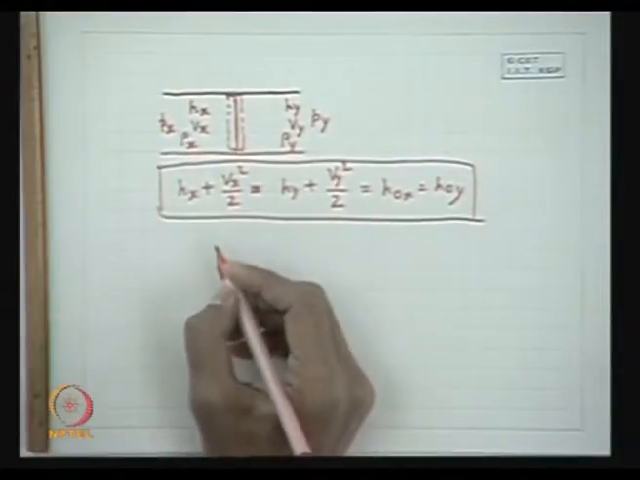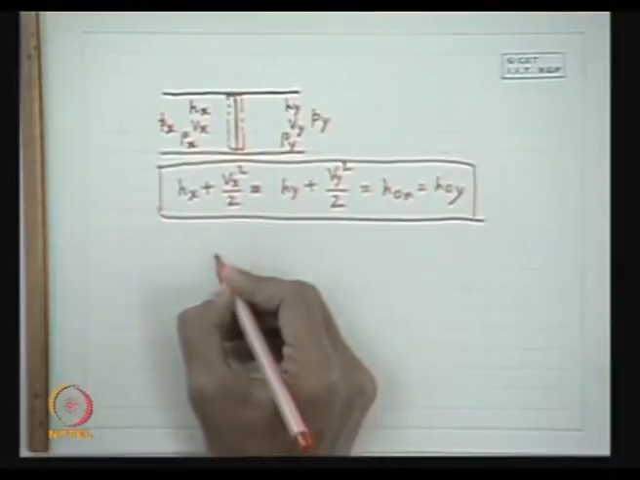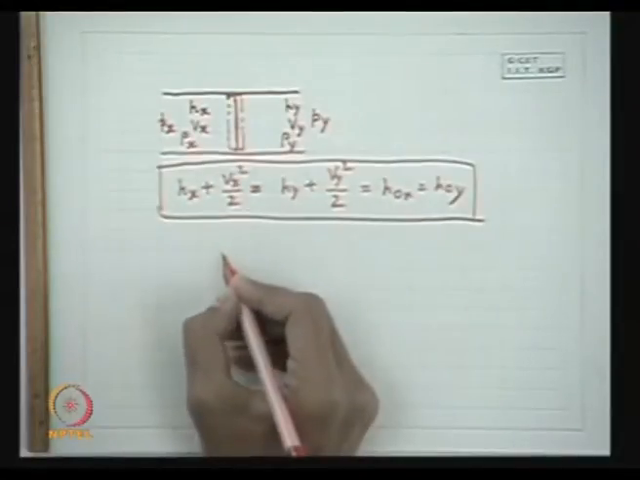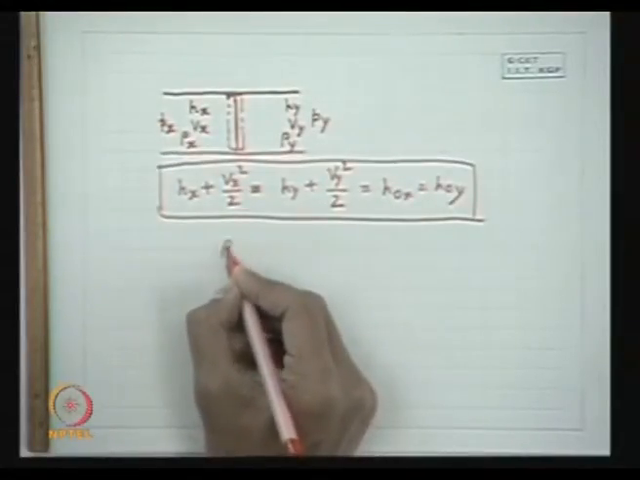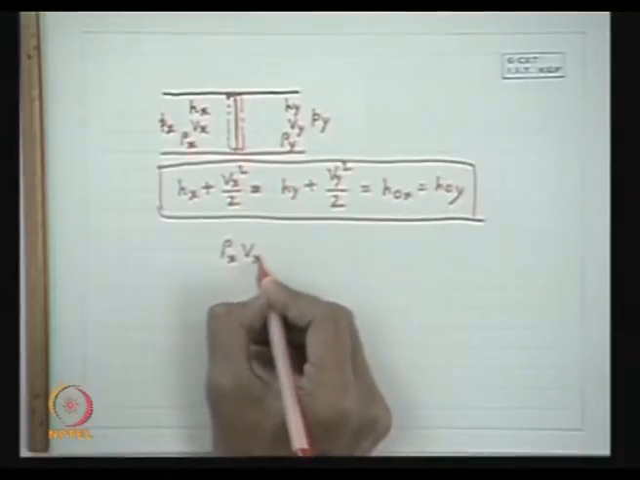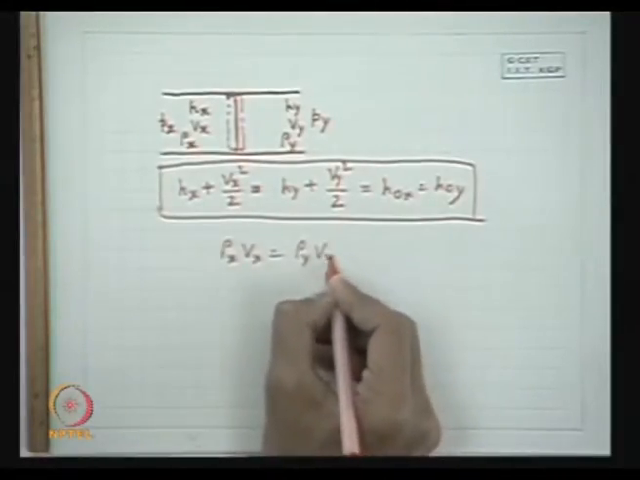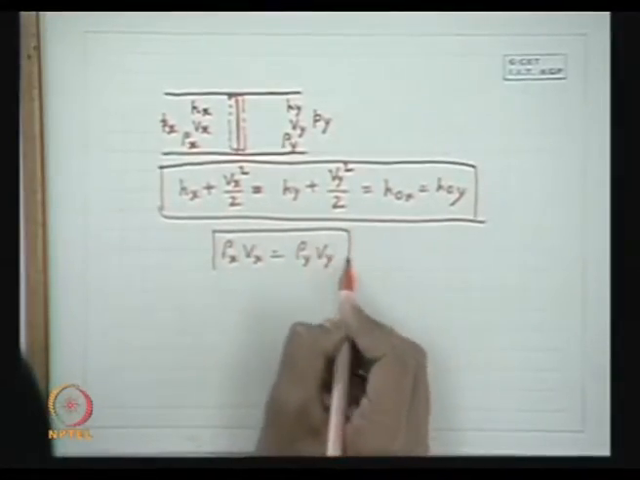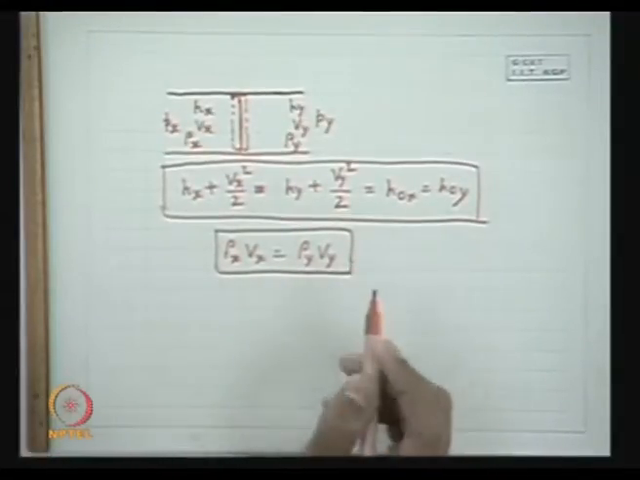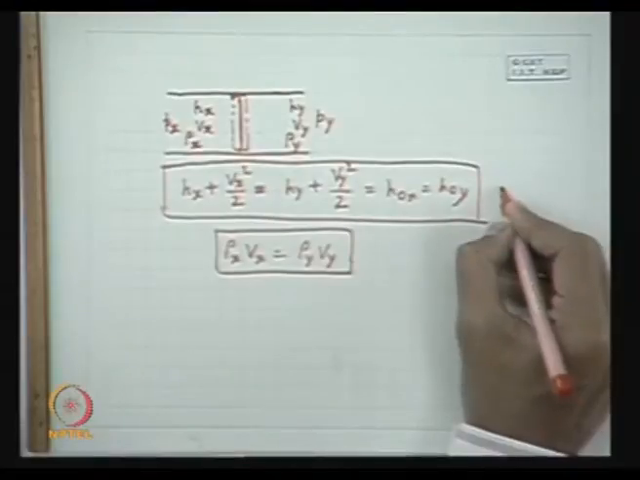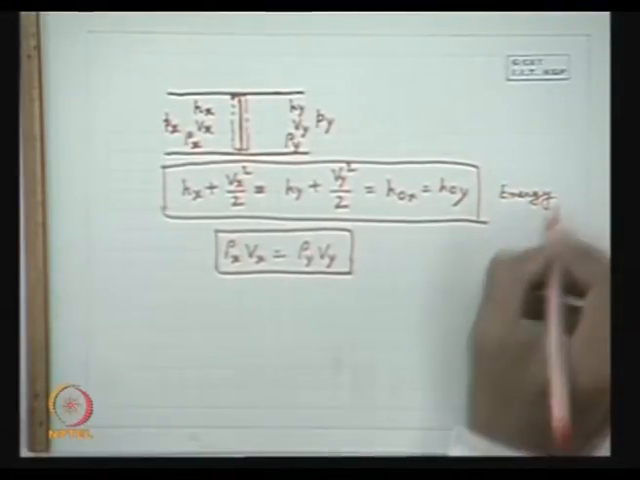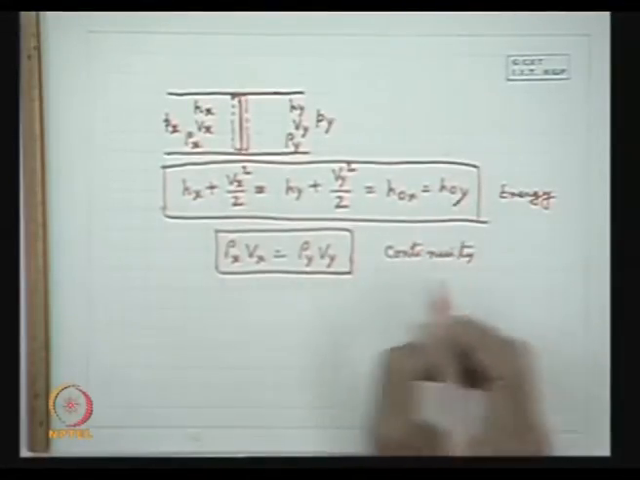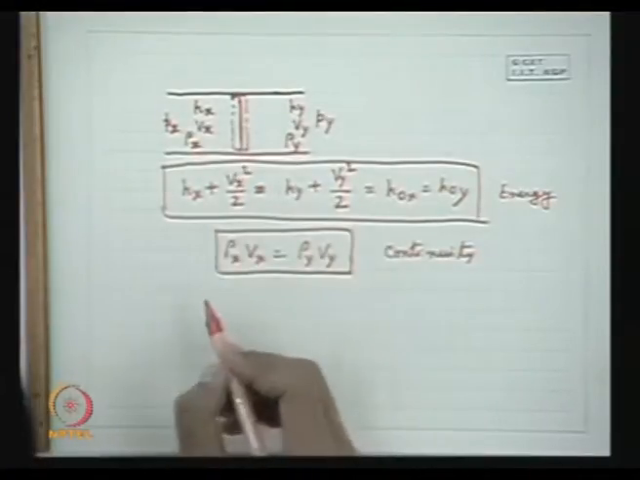Now, if I write the continuity equation, we see that the cross-sectional area remains the same across the shock because of its thinness. So we can write rho x into Vx is equal to rho y into Vy, since the cross-sectional area remains the same. That is another important conservation equation which comes from the continuity equation. So this is energy, this is continuity.